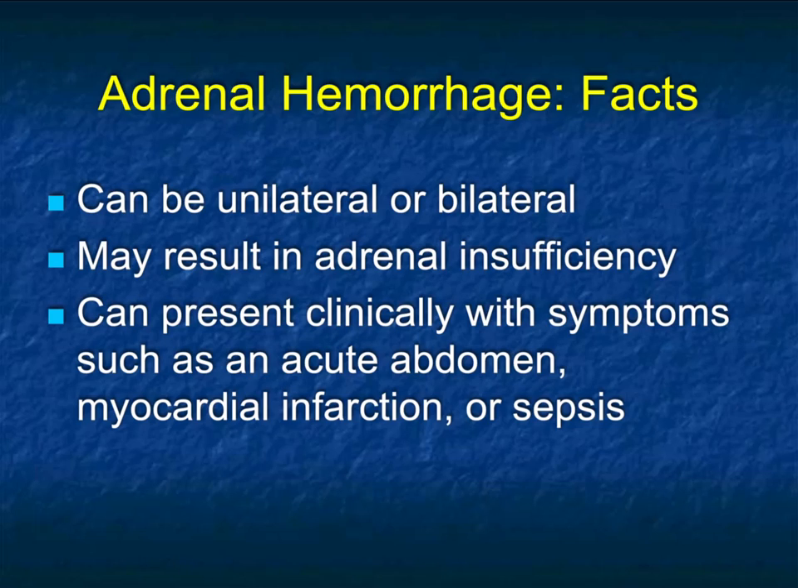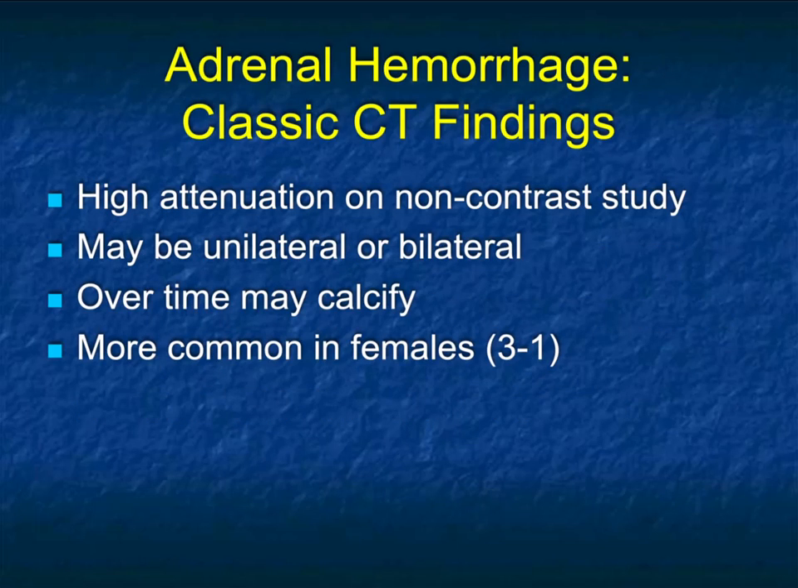They can be unilateral or bilateral. Most cases are unilateral. When they're bilateral, they can result in adrenal insufficiency or Addison's crisis. And particularly when they're bilateral, the presentations are very challenging. Patients can present with an acute abdomen. They can present with suspected myocardial infarction or sepsis.